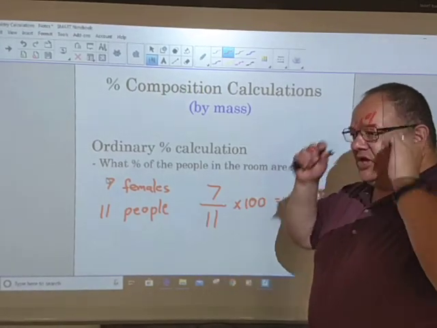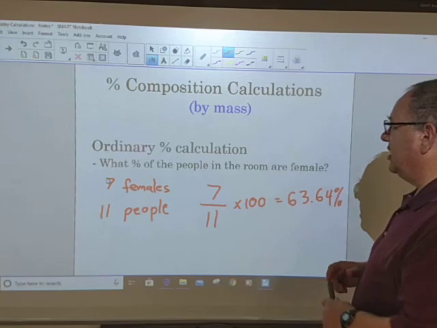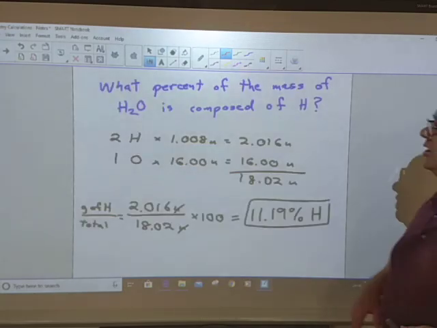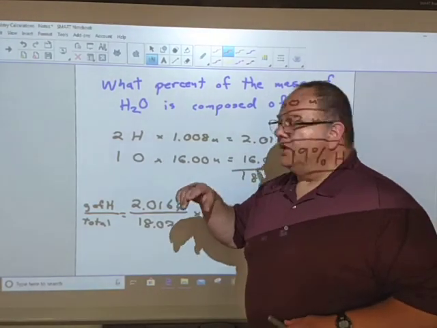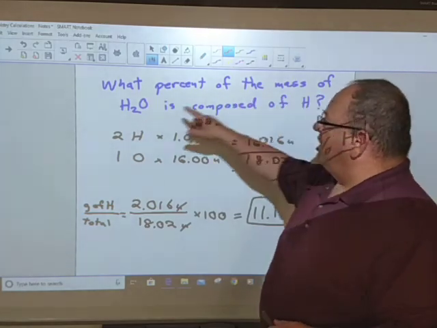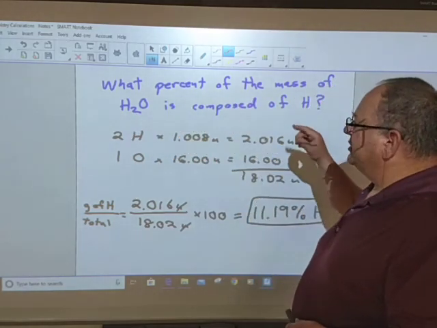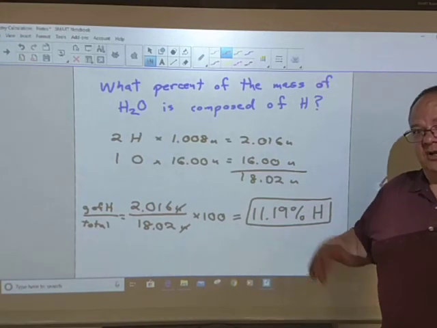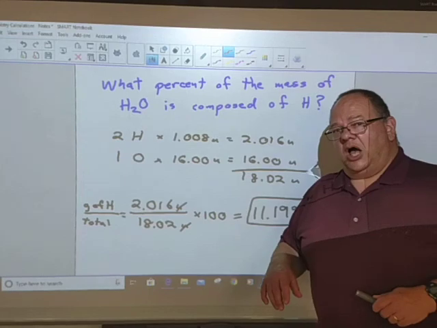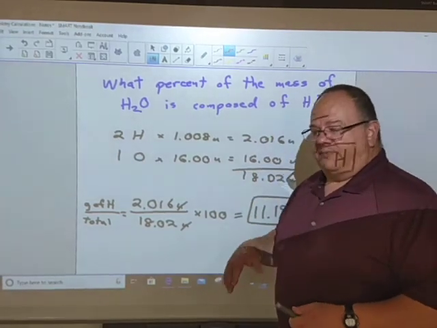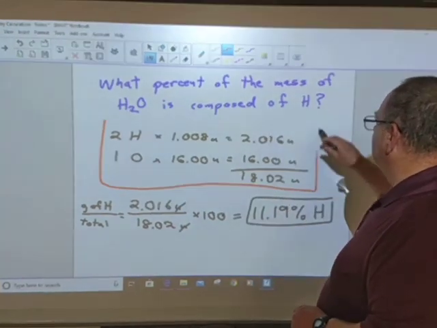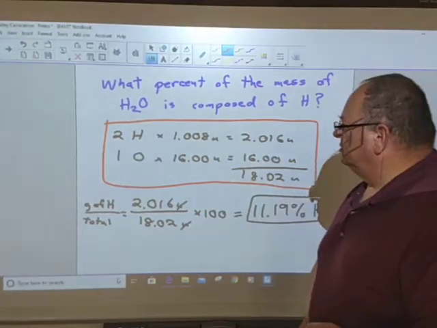And you know, you've done percents in lots of classes, math classes, etc. And it's a pretty basic concept. So now what we're looking at is, how do we apply this to a chemical formula? So what percent of the mass of water is composed of hydrogen? Now I have this problem already written out. It's going to save a little bit of time on the video, but please listen to what it would be step by step. Look at, what is this? That should look familiar to you, okay?